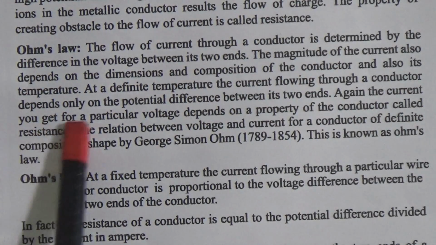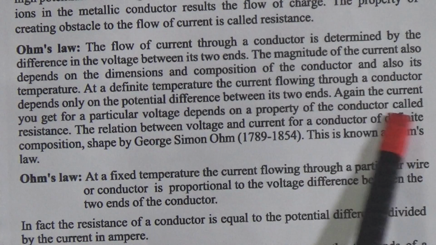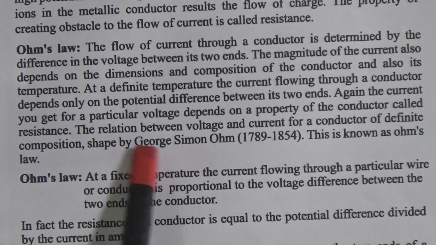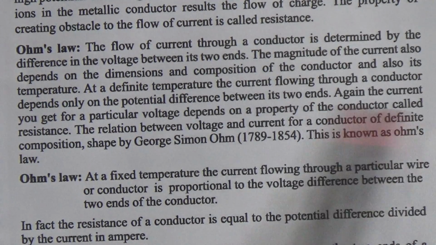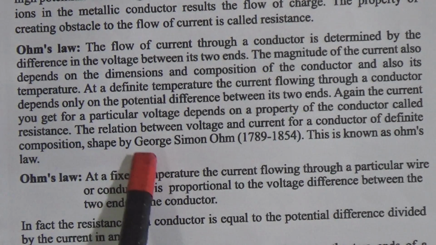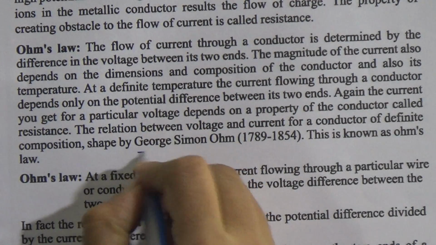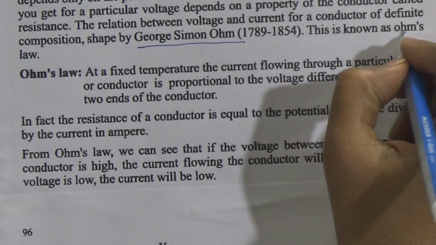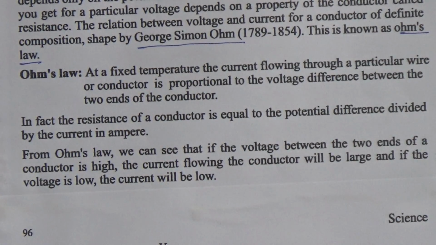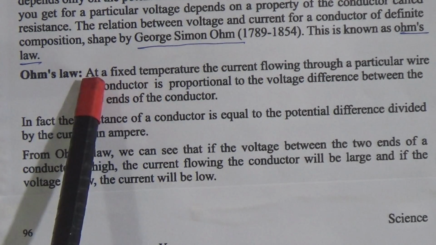Again, the current you get for a particular voltage depends on a property of the conductor called resistance. The relation between voltage and the current for a conductor of definite composition was shown by George Simon Ohm, and this is known as Ohm's law, and we are going to learn about this Ohm's law. And this is the Ohm's law.